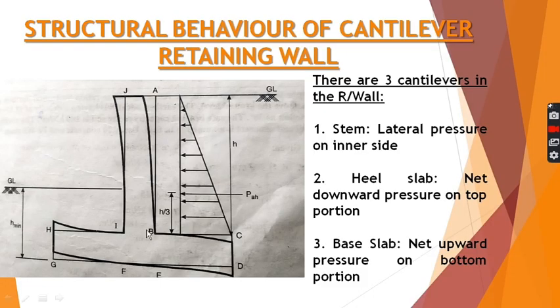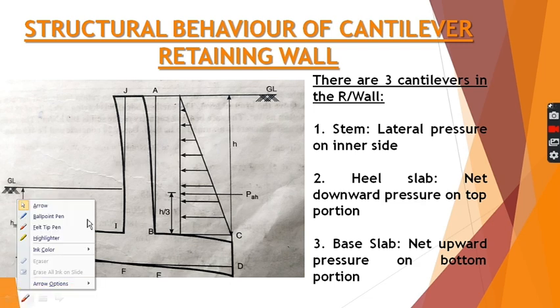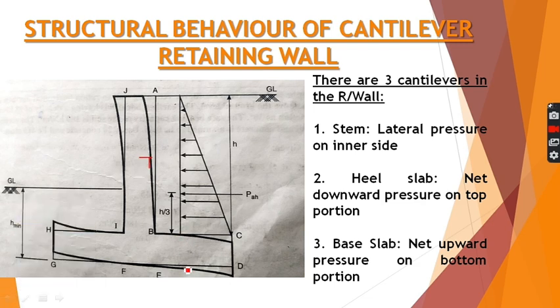Now let me refresh with this slide. So this is the tension zone here, this is the tension zone here, and this is the tension zone here. As you know from RCC1, the reinforcement is provided along the tension zone. So in the stem, the main reinforcement will come along the inner edge, in the heel slab along the top edge, and in the toe slab along the bottom edge. So this will be the basic reinforcement location for the cantilevers of the cantilever retaining wall.